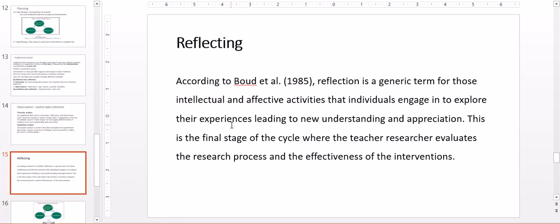All right. Now, what is reflection? Reflection is a generic term for intellectual and affective activities in which individuals engage to explore their own experience, leading to understanding and appreciation. Reflecting on our own work, always reflecting positively, and bringing a positive change to our own actions through very effective intervention.